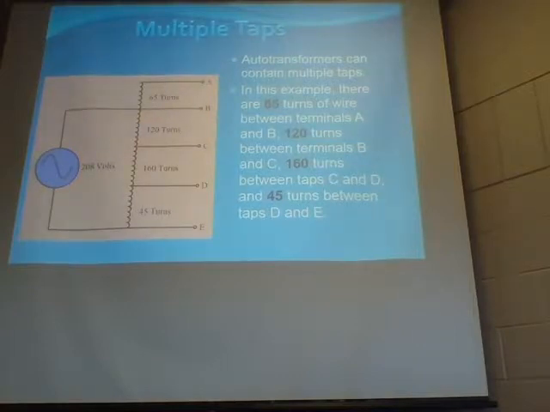Auto transformers can contain multiple taps. In this example, there are 65 turns of wire between terminals A and B, 120 turns between terminals B and C, 160 between C and D, and 45 between B and E.